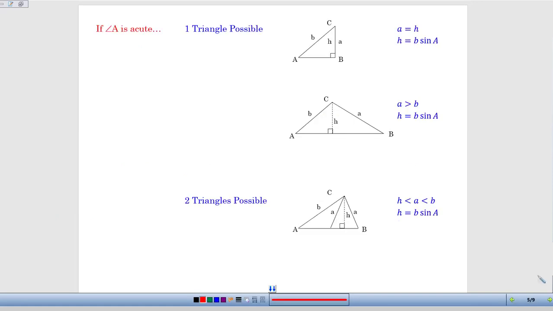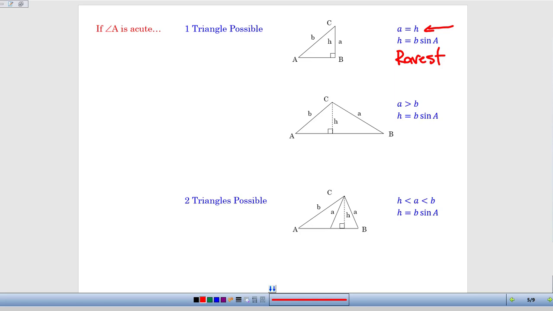Continuing along, still angle A is acute. If angle A is acute, there's two scenarios where we can end up with one possible triangle. The first scenario is if it turns out that the length A that's given to us is equal to the height, equal to B times the sine of A. This is probably our rarest circumstance. We won't see this terribly often, where the side opposite the given angle is exactly the same as the height. But it is a scenario that yields one possible triangle.